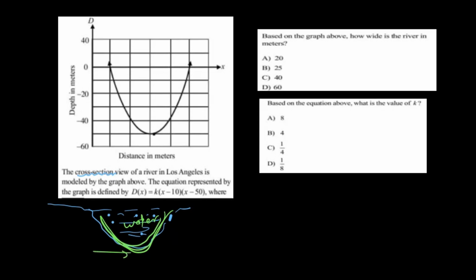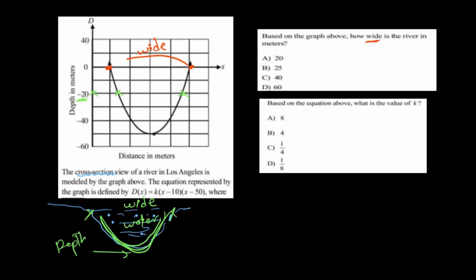This is the depth of the river, and from here to here, this is the width of the river. That means at a depth of negative 20 meters, the width of the river will be from this point to this point. At the top, at sea level, the width of the river will be from this point to this point. I'll go to the question.